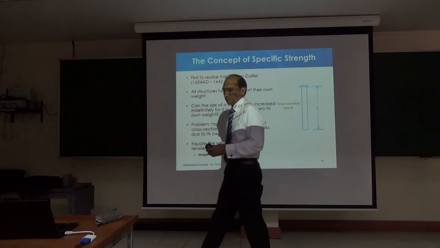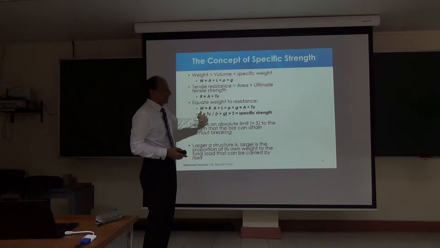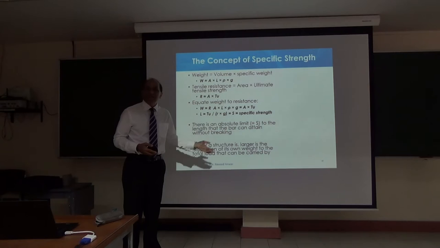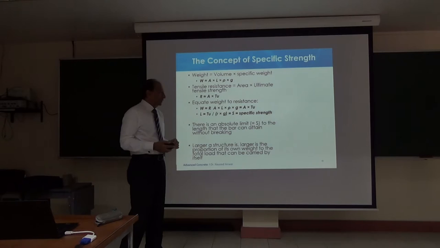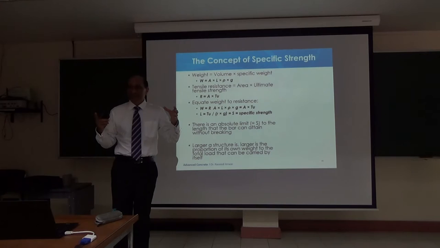And then you can easily calculate that based on this equation. Calculate the weight, calculate the stress, and then from the length, you can relate the length to the specific strength. So it becomes a function of the length a bar can carry, because cross-section area and weight are related to each other. Increasing the cross-section area does not help. Reducing the cross-section area does not change it either, because the weight also depends on the area, right? Length is the only parameter.